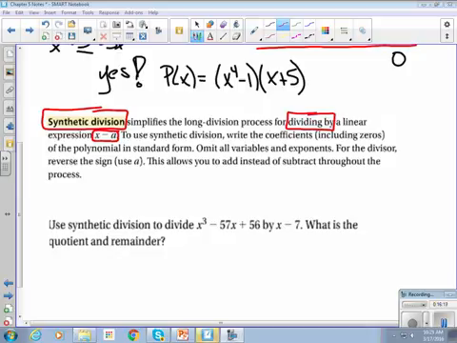We could not have used synthetic division in the previous problem because this is not linear. So we have to be dividing by a linear function where we have x minus a. So we're going to use synthetic division, we're going to write the coefficients. So I want you to write the coefficients including zeros.